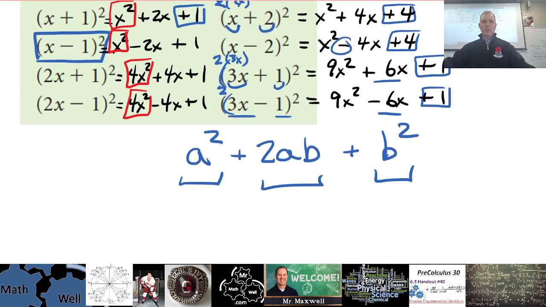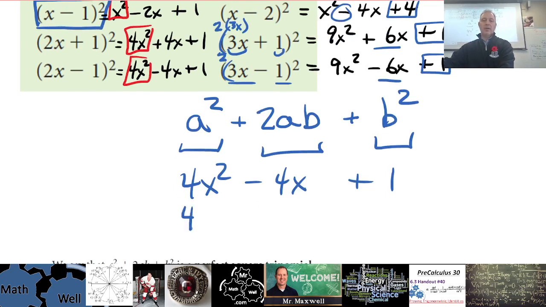Now let's use one of these things. So 4x squared minus 4x plus 1. Now this is in this format. Okay, so I have 2x all squared. I have 2 times what? 2x.